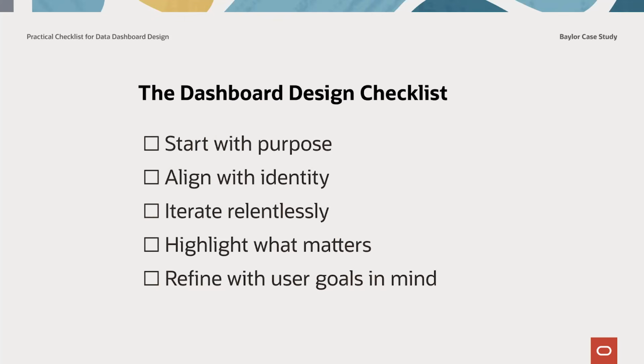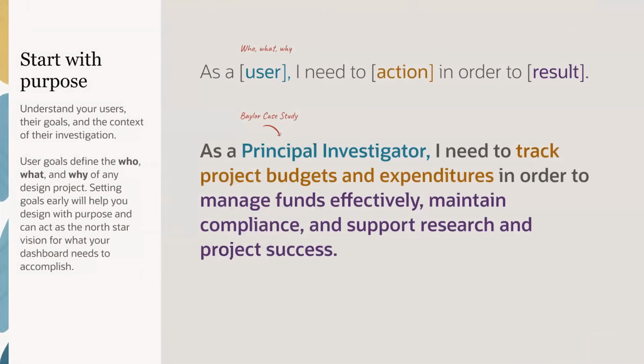Next slide. When we talk about starting with purpose, we have this little sentence structure at the top here, which is basically trying to identify who, what, and why. In this case, we're talking about principal investigators at Baylor. They need to track project budgets and expenditures, and why are they doing that? Ultimately, they need to maintain compliance, manage their funds effectively, and support research and project success. So everything that we're doing in this dashboard should ultimately go back and support those goals. If you find yourself going down different avenues, maybe take a step back and think about what it is that you're trying to accomplish and try to keep the focus on really hitting the key things.